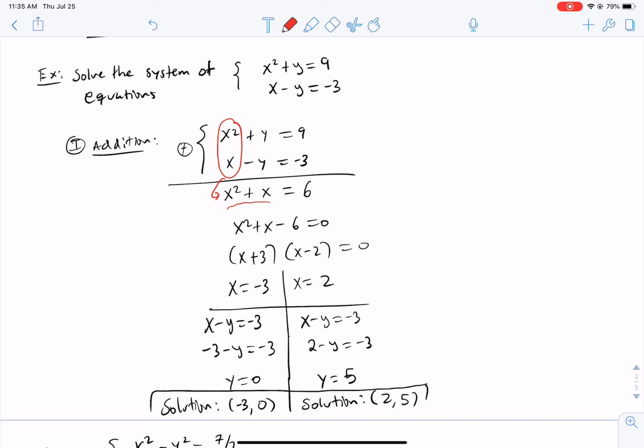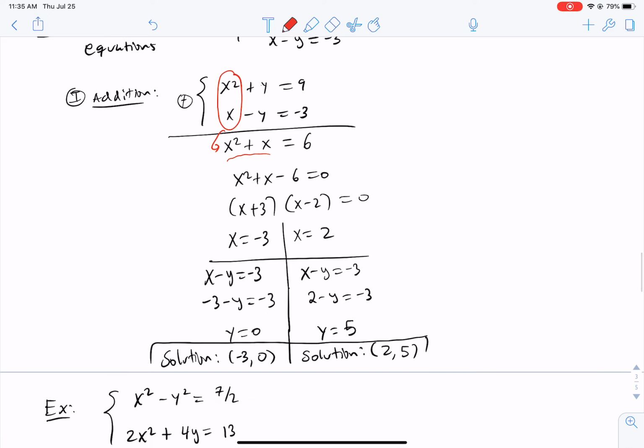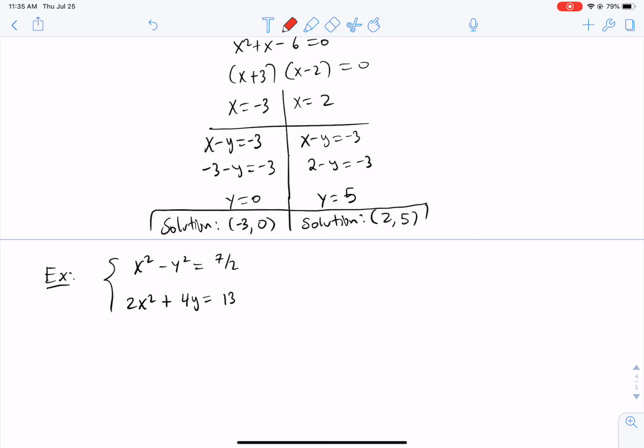Looking at this system here, we can try to cancel out the x squares. If only we had a negative 2 on the first line, then we could just add them up and they would cancel out. For the y's, can we cancel them out? The answer is we can't, because the first one has a y squared and the second one has a y.